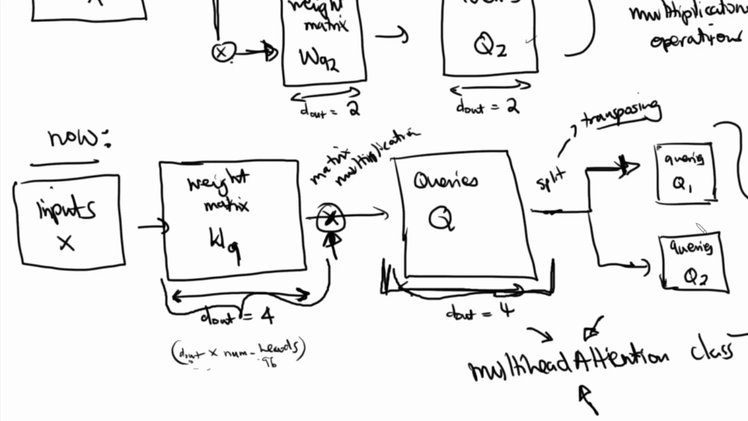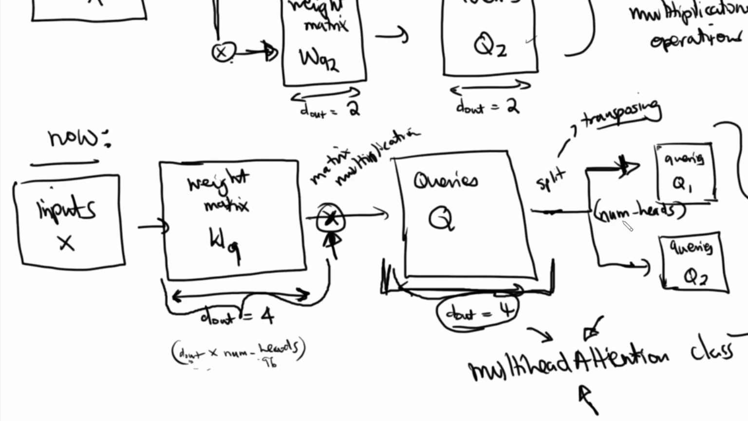Here we are using two heads. So the queries are going to be split into two smaller queries, Q1 and Q2. The keys are also going to be split into two, K1 and K2. The values are going to be split into two as well, V1 and V2. If we had 96, we're going to split them into 96. So the split happens here, the D out is split based on the number of heads.